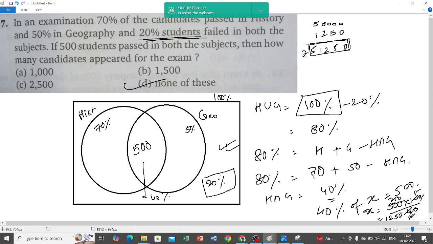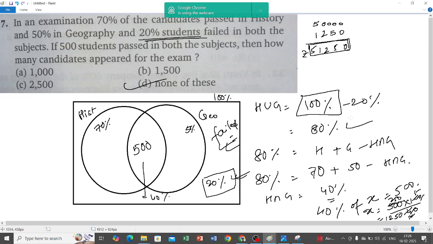What did we subtract from 100%? 20%. What is 20%? Percentage of people who have failed in both. So if I subtract the failed from 100%, I will get the people who passed in either history or geography. Right? Yes or no?